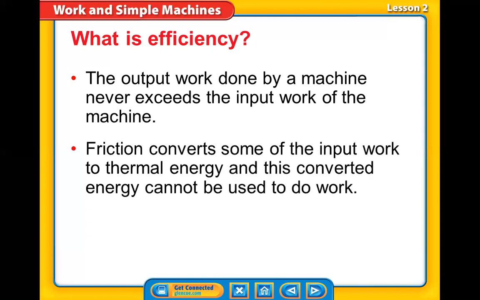Sometimes when the machine is working, there is a friction force. The friction force is the force when two objects or two surfaces touch each other. Any machine, for example a pulley, is made of different surfaces inside. When they touch each other, there is a friction force that converts some of the input work into thermal energy. This energy cannot be used to do work.